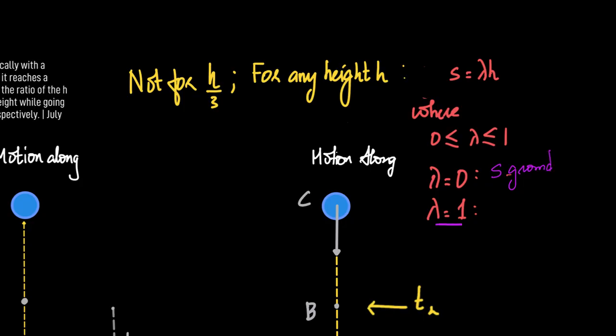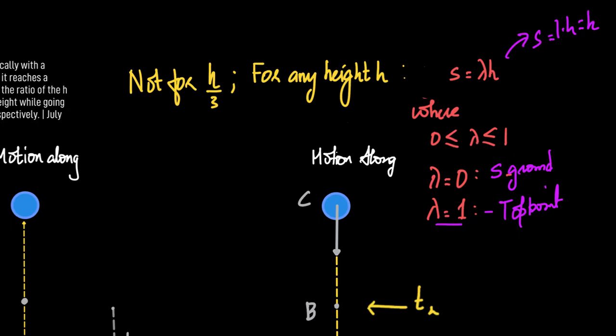When lambda is equal to 1, s is equal to 1 into h, which is equal to h, which means lambda equal to 1 gives the topmost position, or the top point. Does that make sense? What is lambda? The value of lambda will be 0 less than or equal to lambda less than or equal to 1.